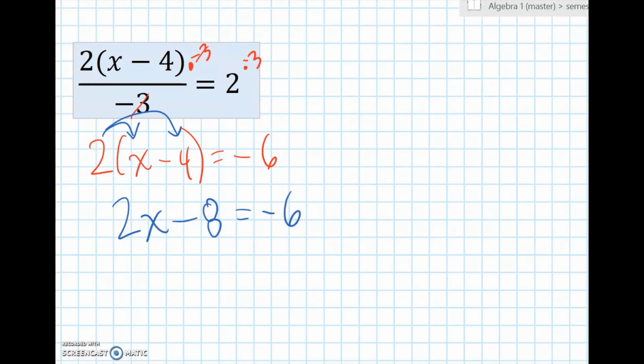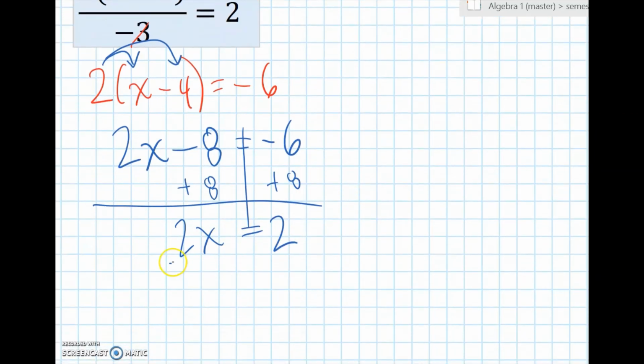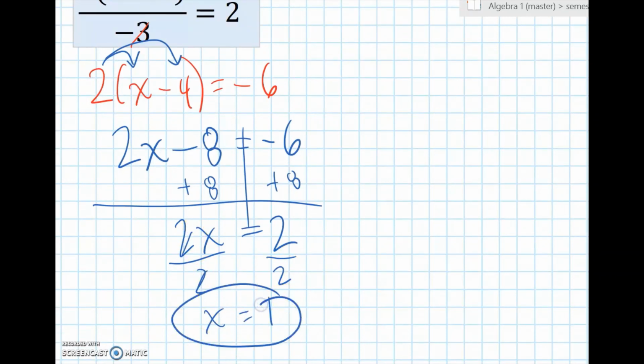And then it's like an old friend. Two-step equation. Add 8 to both sides to simplify first. I get 2 times x equals +2, -6 plus 8, then divide by 2 on both sides, 1x equals 1.